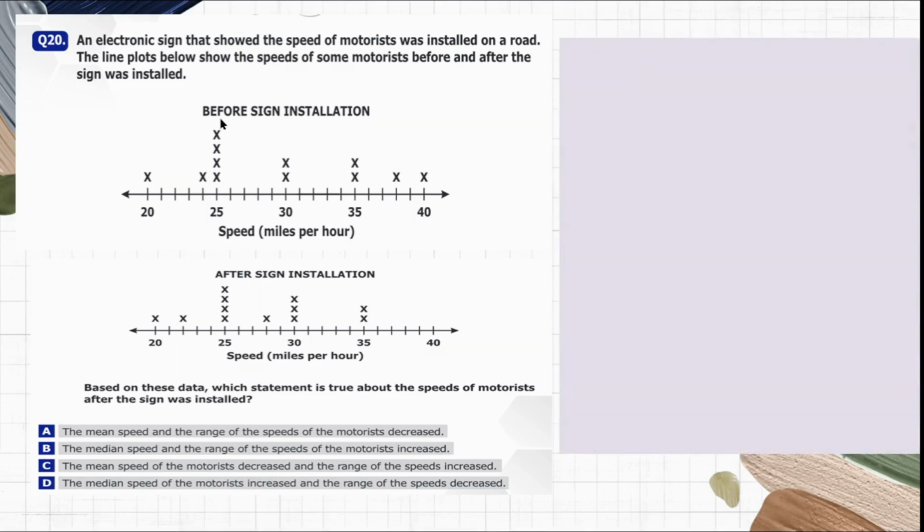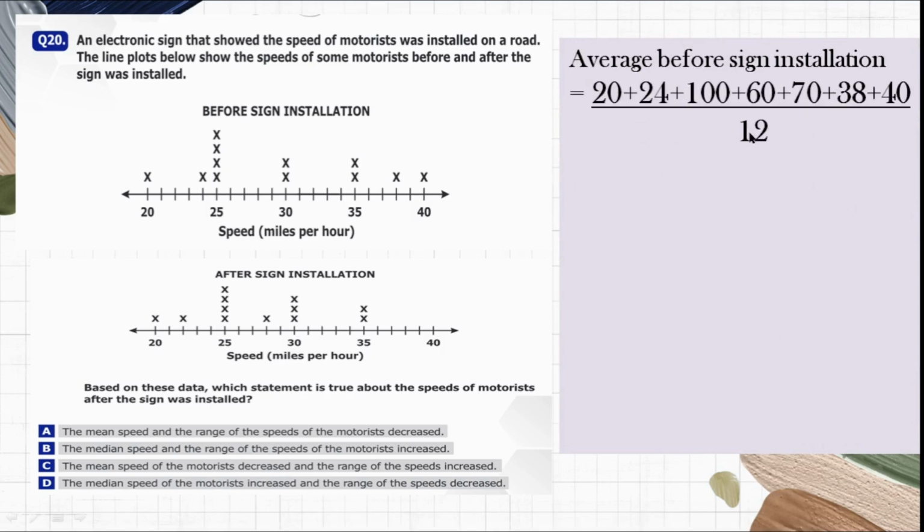So first of all, we are going to calculate the average speed before the sign installation. So average is equal to the sum of the values divided by the number of the values. So the first cross is at 20, the second is at 24. There are four crosses at 25. So we will multiply 25 by 4, which is equal to 100. So I have written 100 directly.